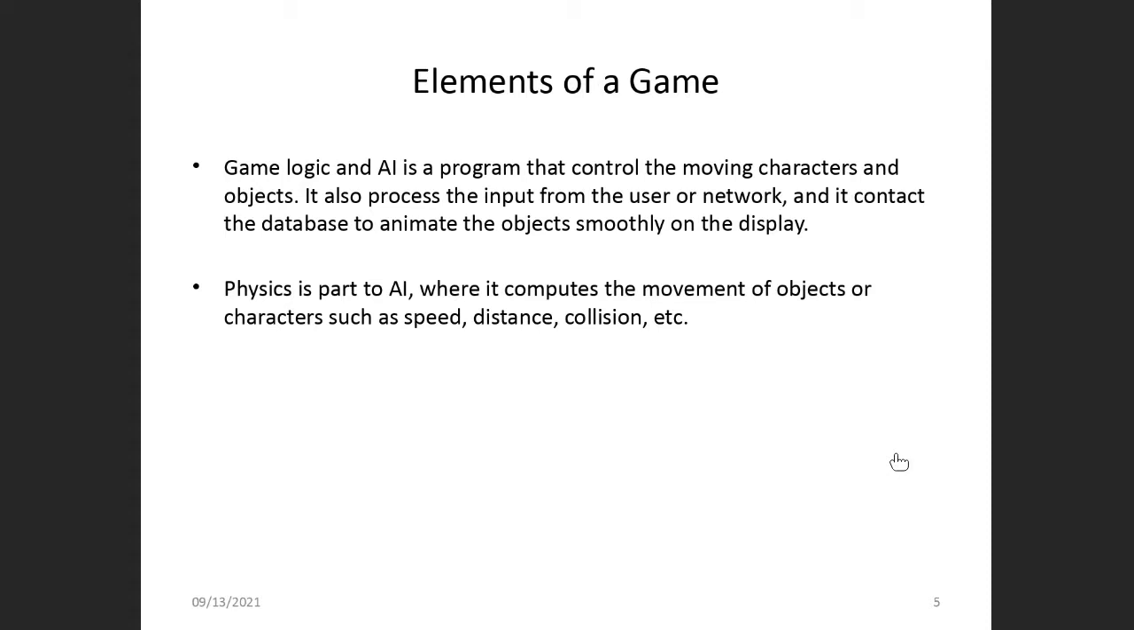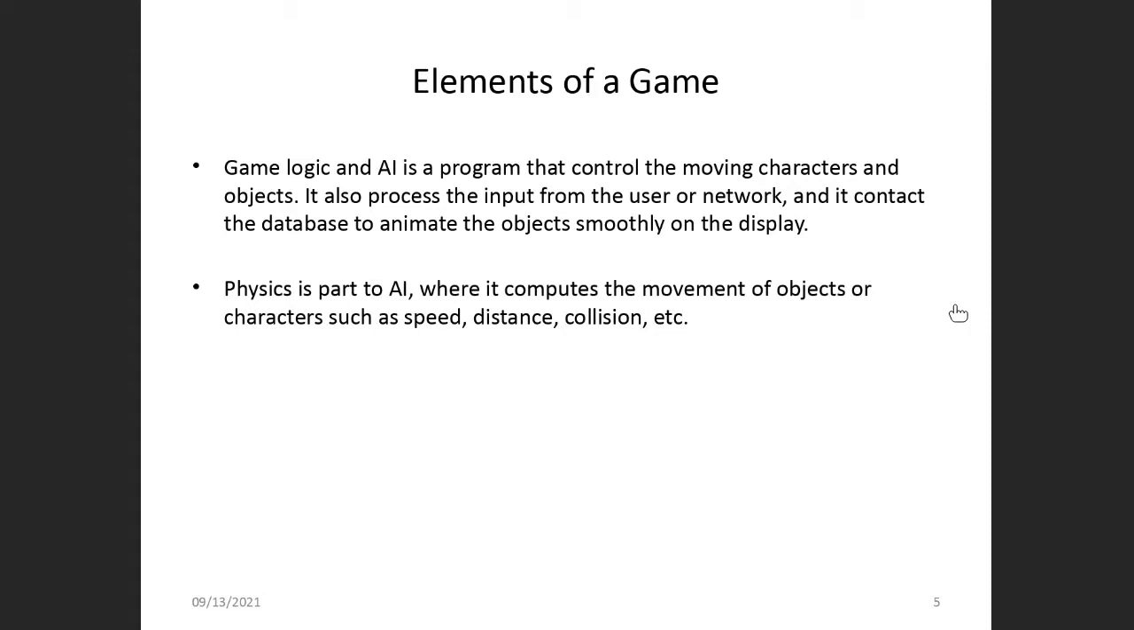So the game logic processes the input from the user or the network. Okay, what does that mean? The input is from the user, of course, that is clear, but what is the input from the network? Well, actually, when you are having a multiplayer game, another player who is on another computer is doing some action, and your player will have the effect of that action.